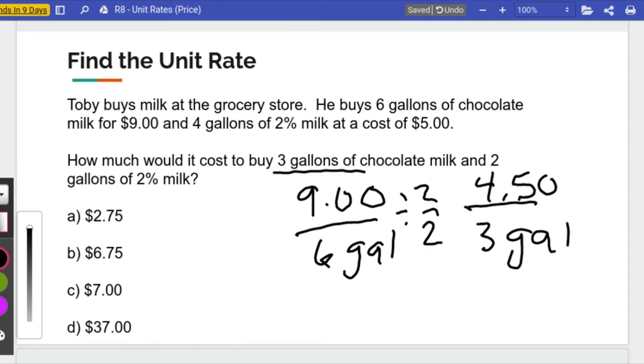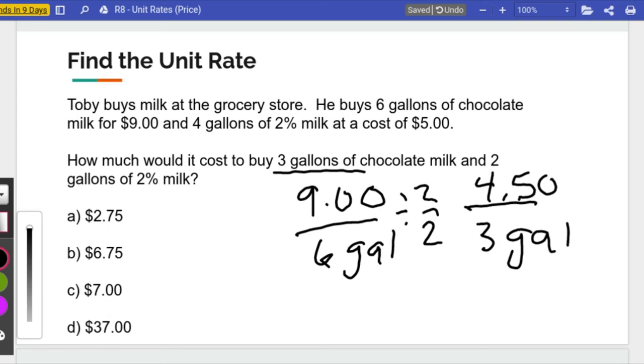I could go all the way to the unit rate, but then I have to do an extra step by then multiplying it back by 3. And since I can find an equivalent ratio by just scaling it down by 2, I think I'm going to do that first of all. And then we have 4 gallons for $5.